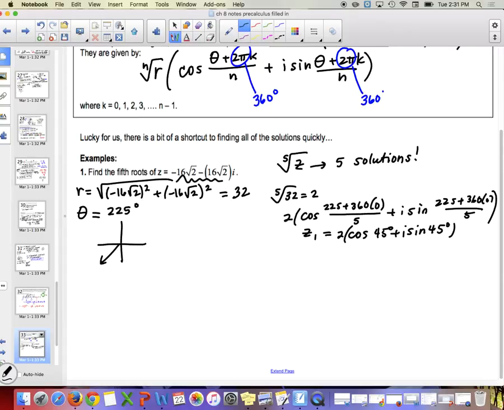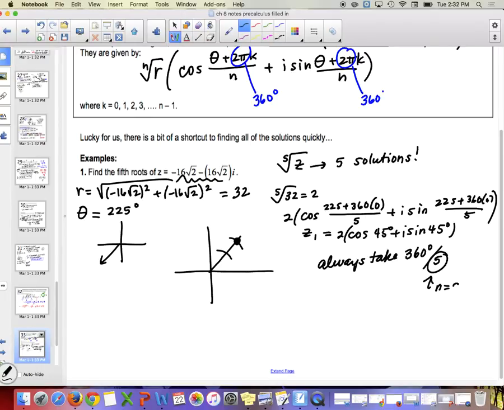Let's draw this first solution. So we have 2 cosine of 45 plus i sine of 45. Do we know where that solution is? It would be 2 units out along the 45-degree line right here. And then we always take our 360 degrees and divide it into n pieces. In that case, n equals 5. So what is 360 divided by 5? Anybody know that?